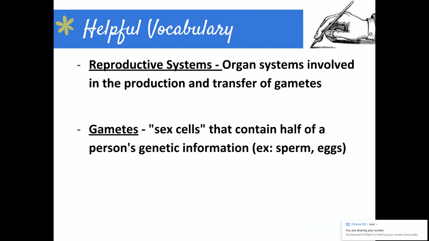Some helpful vocabulary you will hear me repeat includes reproductive systems, organ systems involved in the production and transfer of gametes. Gametes is just another word for sex cells. Sex cells contain half a person's genetic information. Today we'll discuss sperm and egg cells.